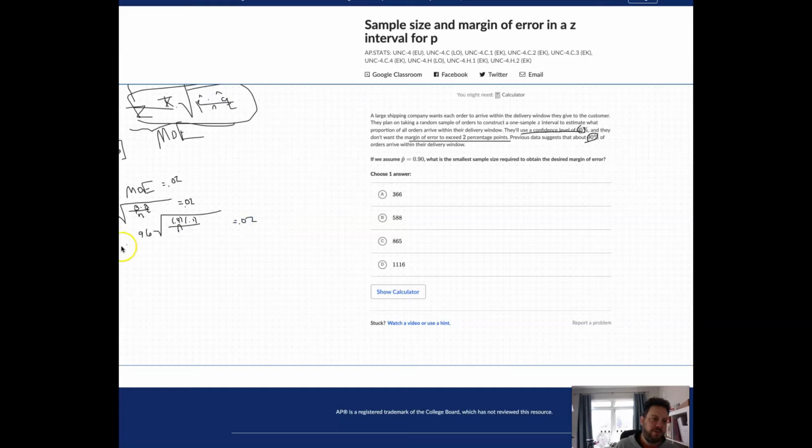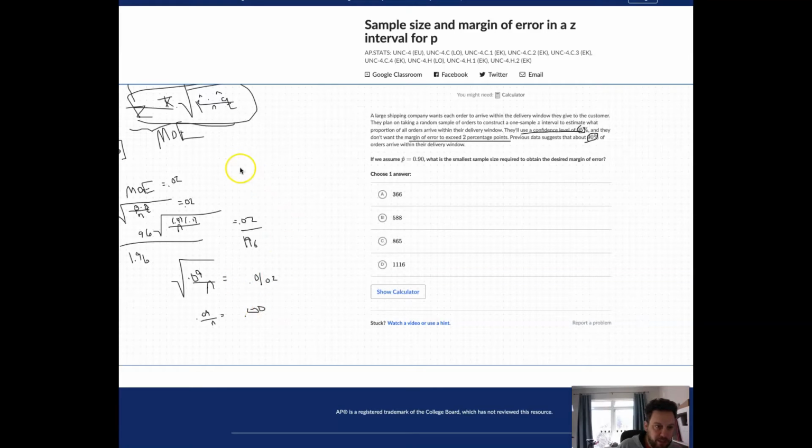So the first thing I would do is divide both sides by the 1.96. And then I'll get the square root of 0.9 times 0.1, which is 0.09, over n equals 0.02 divided by 1.96. So it's like 0.0102. Now I'm going to square both sides. So 0.09 over n equals, I'm going to square that 0.0102. So I'm just going to hit the second power in my calculator.